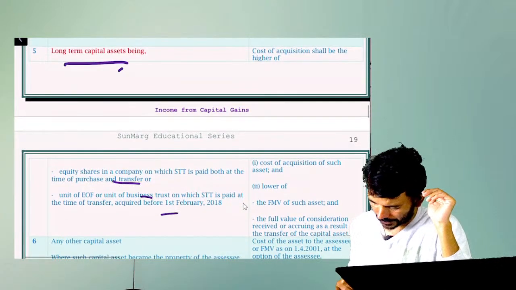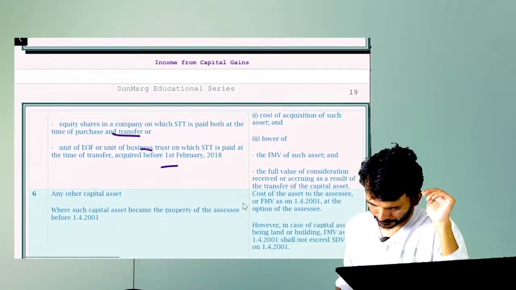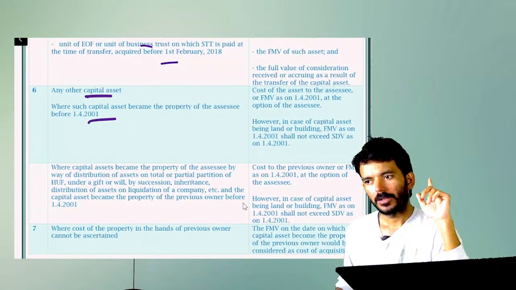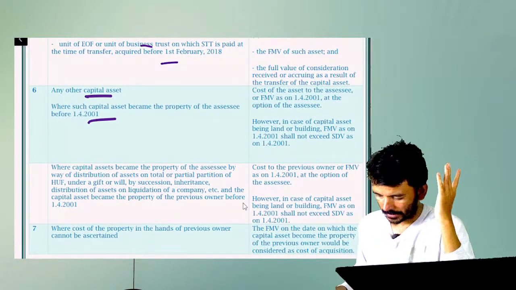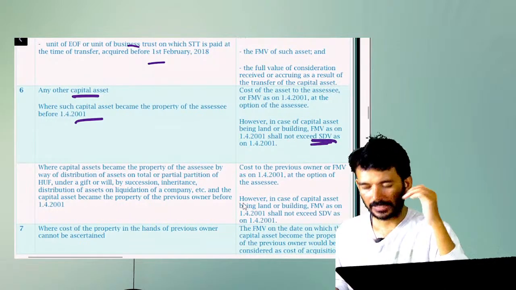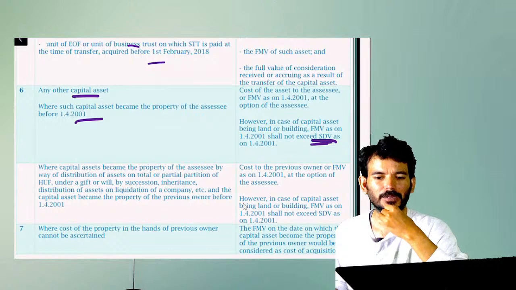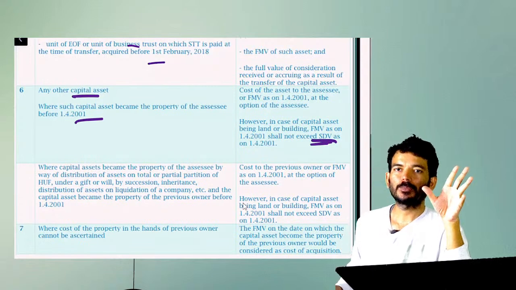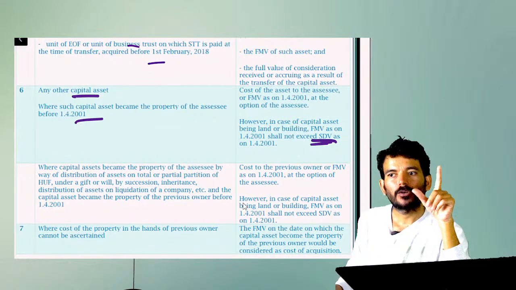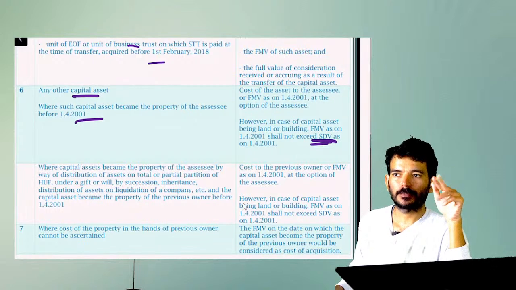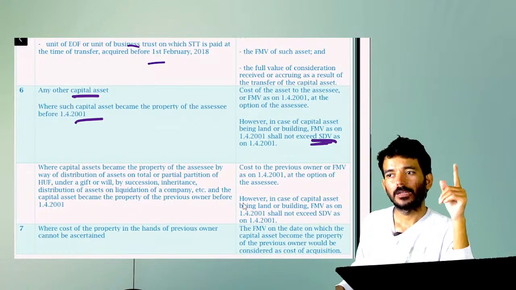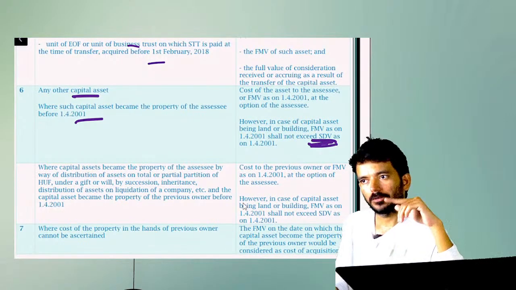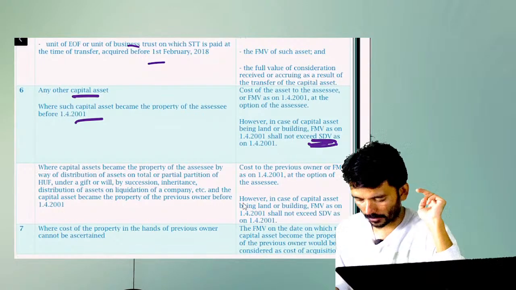This I explained, so I don't want to get into this again. Any other capital asset, I said if it is acquired before 1st April 2001, cost or fair market value on that particular date, whichever is more beneficial to you, but that should not exceed stamp duty value. This is a latest amendment. I think it's not last year only, but 2-3 years back. The earlier provision was only cost of acquisition or fair market value on 1st April 2001, whichever is more beneficial. But now they said that fair market value also should not be more than your stamp duty value. Unnecessarily they are bringing stamp duty value into your fair market value calculations.